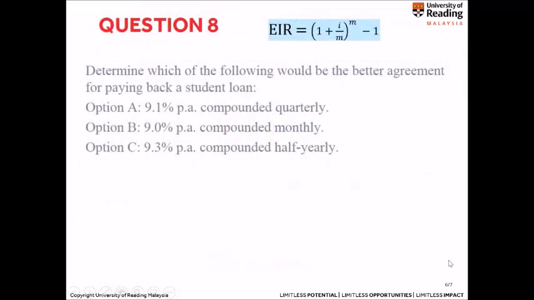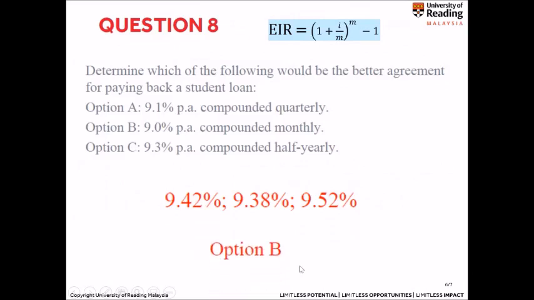Okay? Question 8, same thing. You have 3 options. Try to find the EIR for each of these. Then you should get option A 9.42%, option B 9.38%, option C you get 9.52%. If you want to pay back a student loan, if your tuition fees you need a loan, obviously you choose the option that gives you the lowest EIR. In this case, you will choose option B.